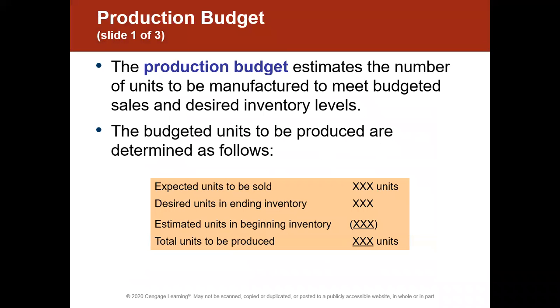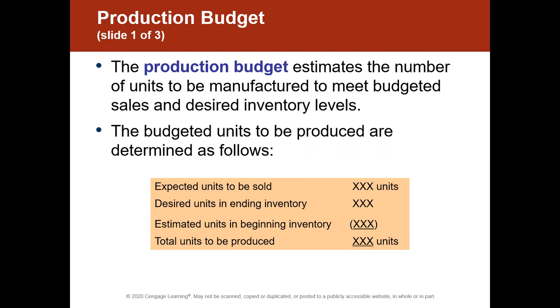Okay. So to do a production budget, we need to figure out how much stuff we're going to have to manufacture to meet the needs of those sales, right? So we have to adjust for the fact that we usually want to leave some units in ending inventory going into the next financial period. So we take our expected units to be sold and add any desired units in ending inventory. And then we subtract any estimated units in beginning inventory, and that will tell us how much we need to produce during the period.